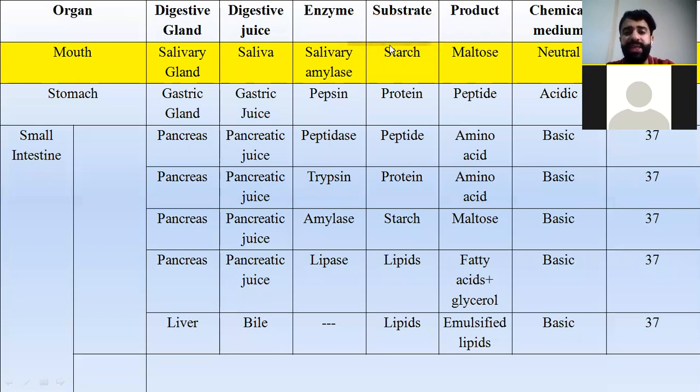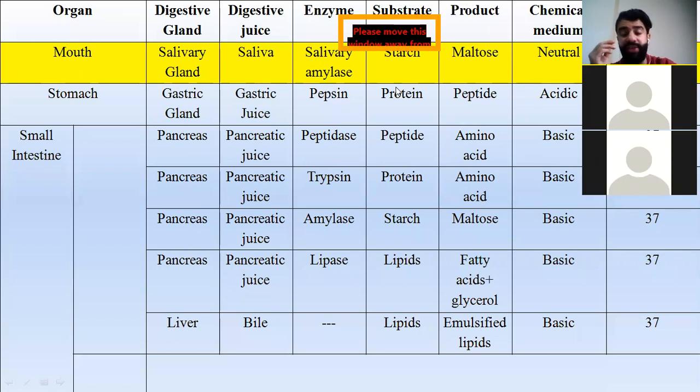Ali, what is the test that we use to identify the presence of starch? The iodine test. What is the positive result and what is the negative result of the iodine test, Ali? The positive result: the dark blue color appears. Do you study them or are you reading them? Okay, starch.